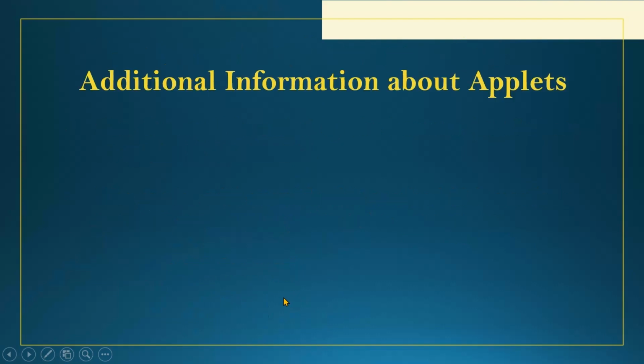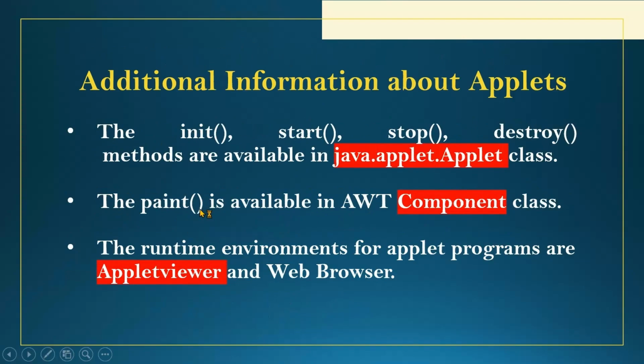Now, additional information about applets. The init, start, stop, and destroy methods, these four methods are available in the java.applet package, in the Applet class. Now coming to the paint method, it is available in AWT. There is a class called the Component class, and in that the paint method is available.